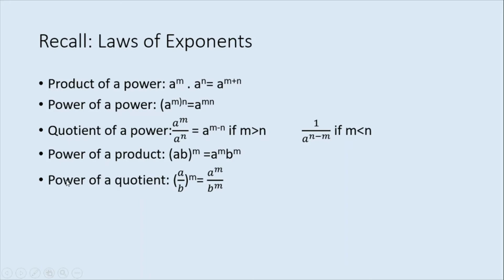Next, we have the power of a product, AB raised to m. So that is A raised to m, B raised to m. Then you have power of a quotient, that is A divided by B, quantity raised to m, that is equal to A raised to m over B raised to m.